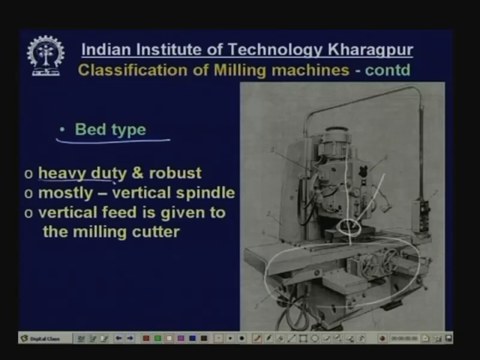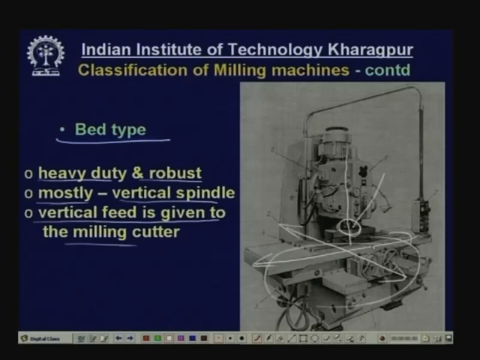This is heavy duty and robust, mostly a vertical spindle, but this can be slightly tilted in some machines, and vertical feed is given to the milling cutter. So, the longitudinal feed is given to the table, cross feed is also given to the table, okay, and the vertical feed is given on the cutter.